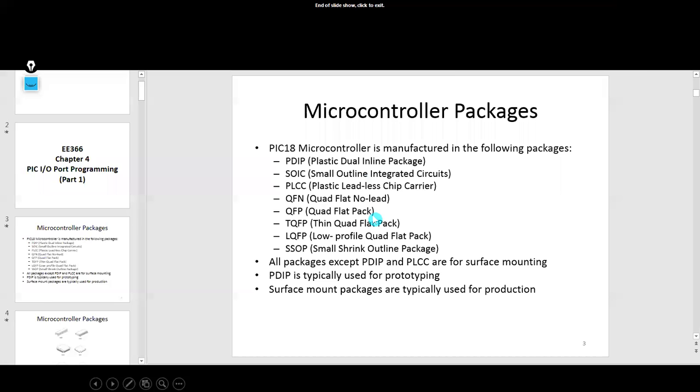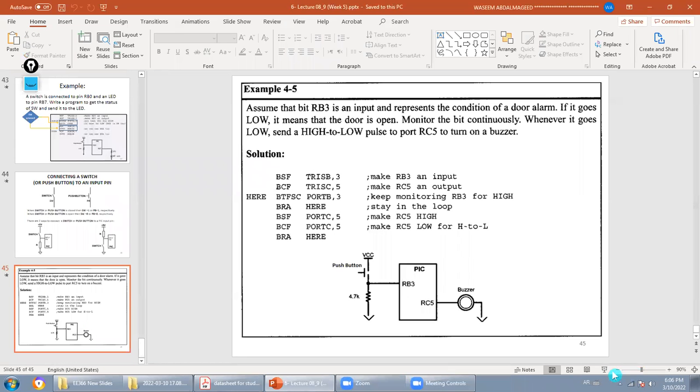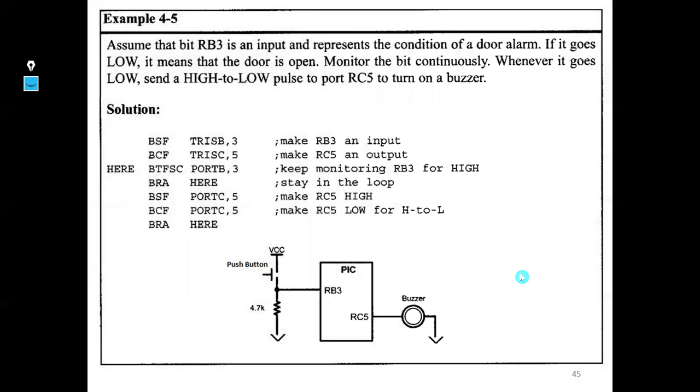I have a question. Yes, go ahead, please. Can you go back? Yes. In the final sentence, send high to low pulse, right? Yes. So initially, the buzzer is off. When the user opens the door, we have to send high to low. So we have to use bit set 5 followed by bit clear 5. So this is a high to low pulse.